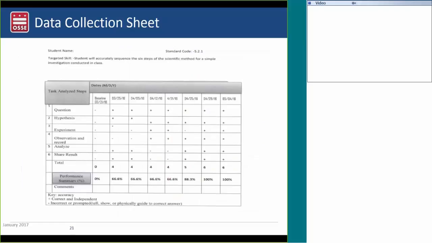Here is an example. Student's first and last name was here. Here is the standard code 5.2.1. The learning standard isn't written out here, but the learning standard's not required. The standard code is required. And then the targeted skill. Student will accurately sequence the 6 steps of the scientific method for a simple investigation conducted in class. This is a task analysis sheet. And then here are the 6 steps. So let's see what they have. We'll assume that the student name is here. So that's one component that must be present. Standard code is present. This data collection sheet is scorable because the standard code is here. The targeted skill is here. This data collection sheet can be scored.